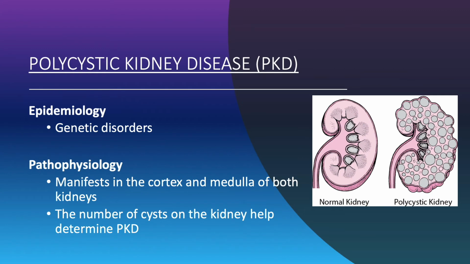So our first disorder is PKD, polycystic kidney disease, and this is a genetic disorder in which there are many cysts within the kidney. Now the cysts are manifested in the renal cortex and medulla of the kidneys. They develop due to the consecutive cell division that occurs in the renal tubules. In the image to the right, we see a normal kidney and a polycystic kidney, and it looks very scary, I know.